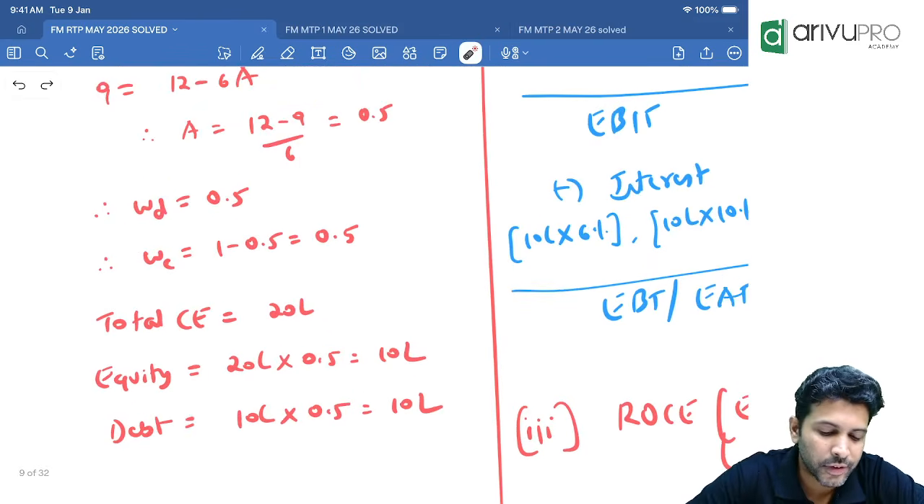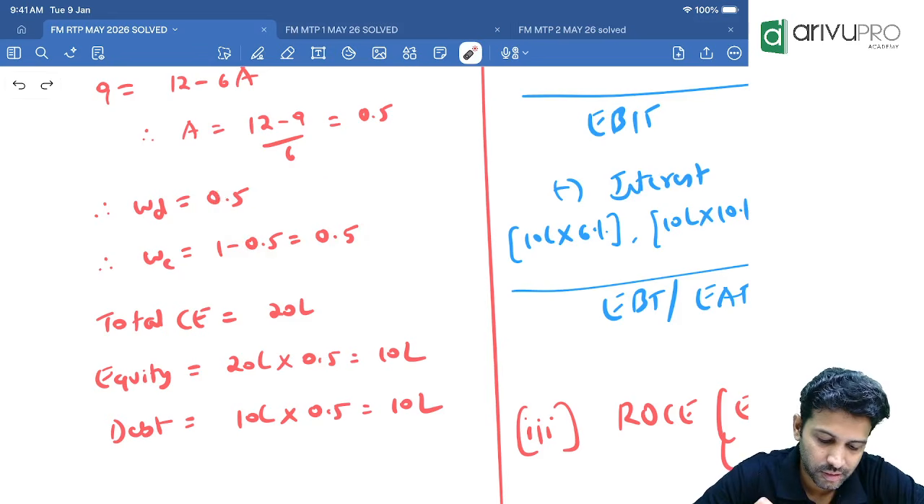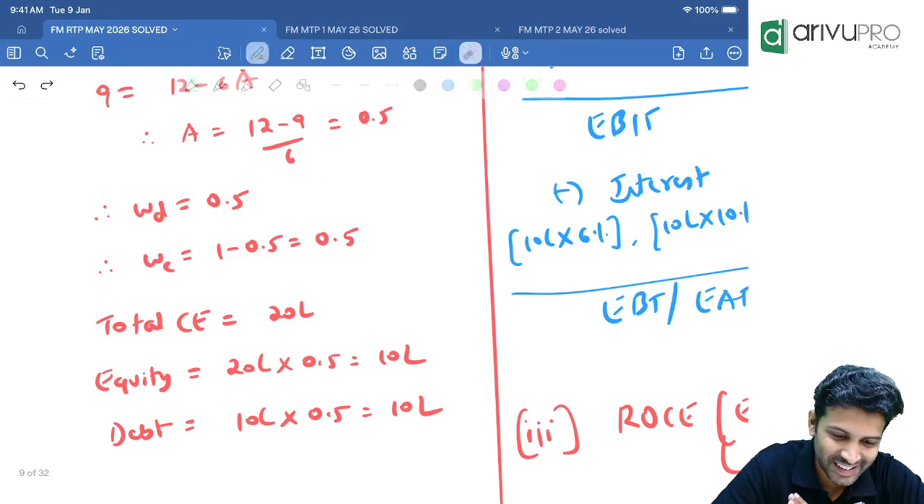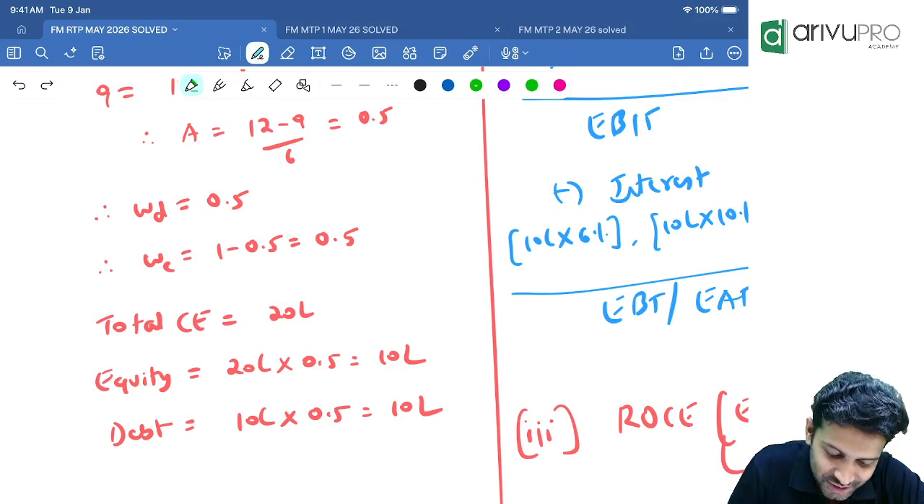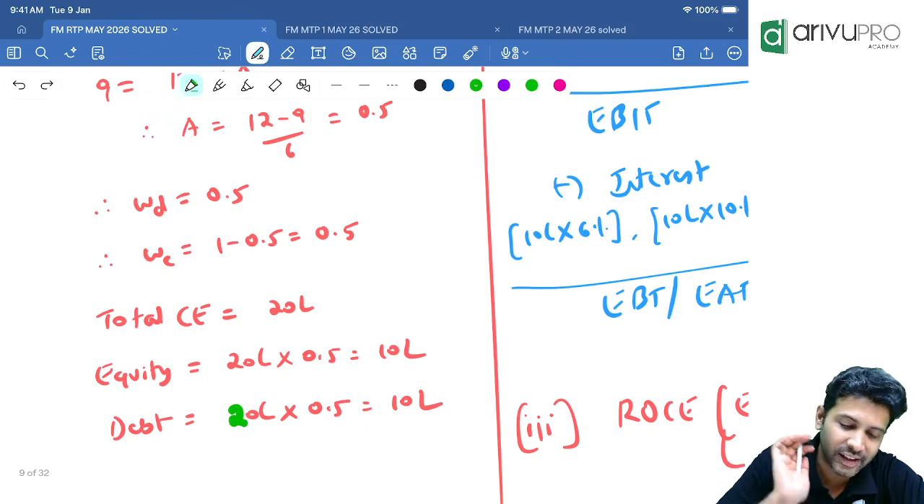Wait. 50%. The weightage is 50% equity, 50% debt. Any problem in this? Someone says I made a mistake. Correct, he's saying. Okay, thanks. He's saying I should have written 20 lakhs. Thanks. 20 lakh into 0.5 is 10 lakh. Correct. Sorted.